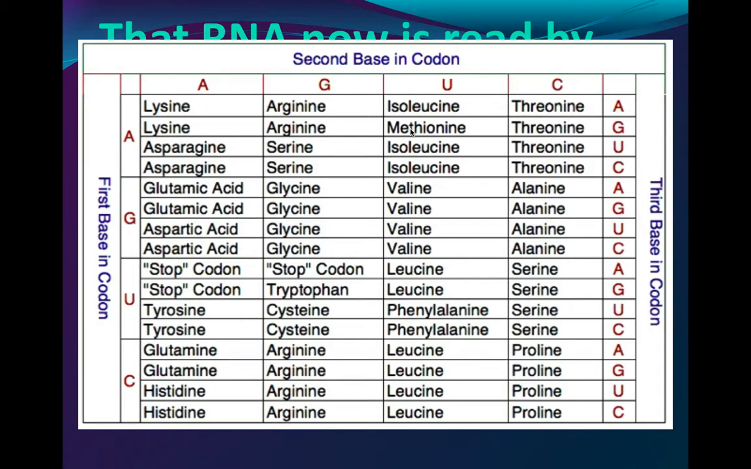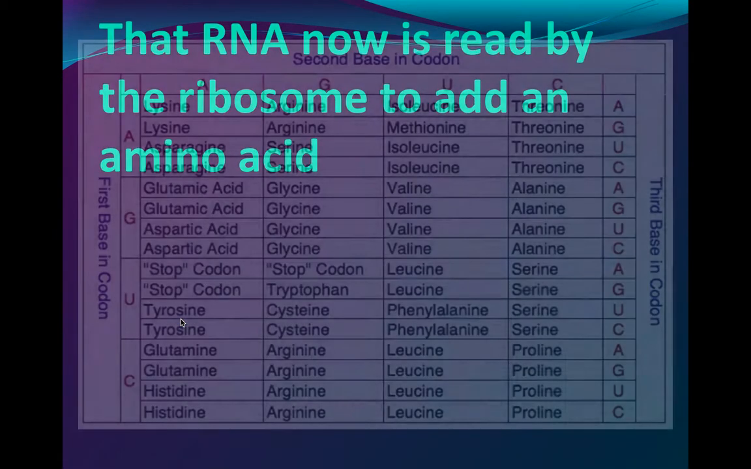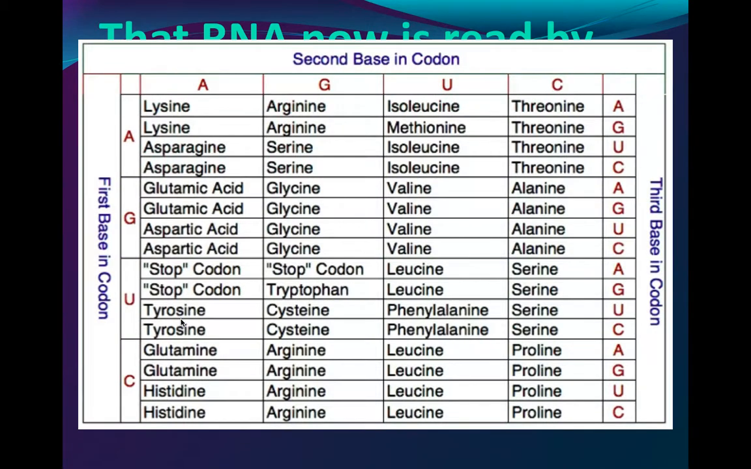All right, so the next codon we have is GGC. Let's see if we can find where GGC is.